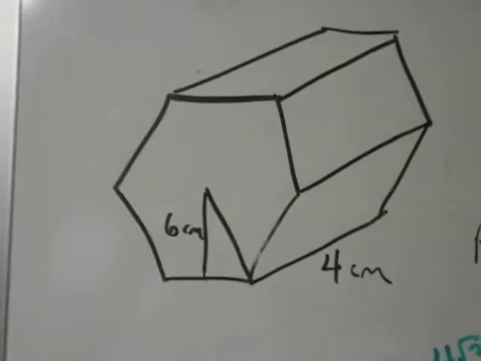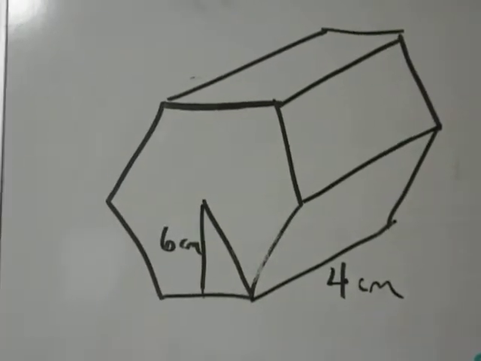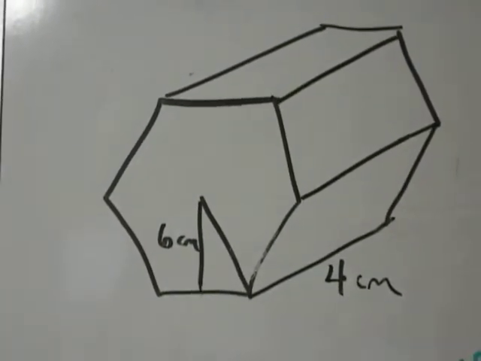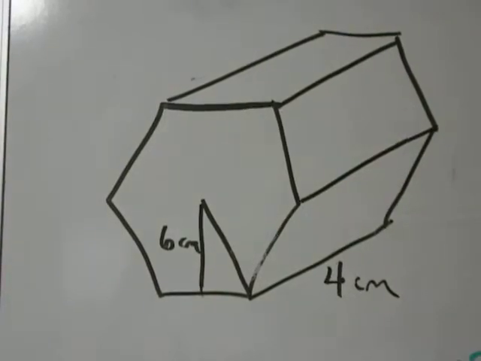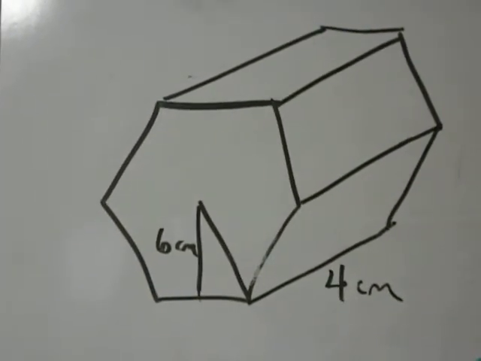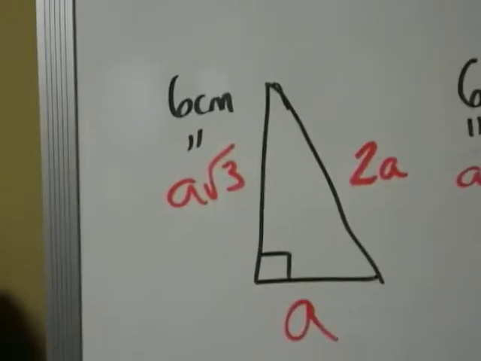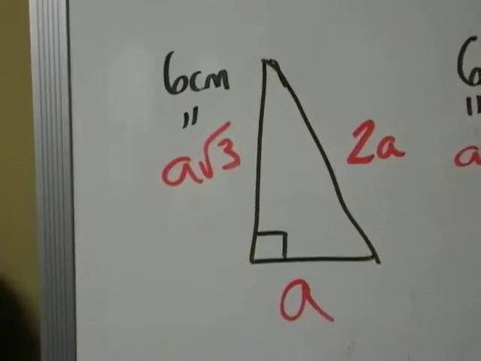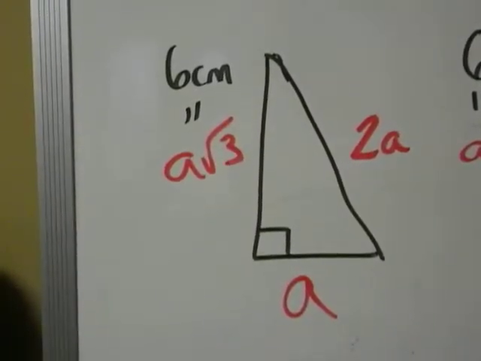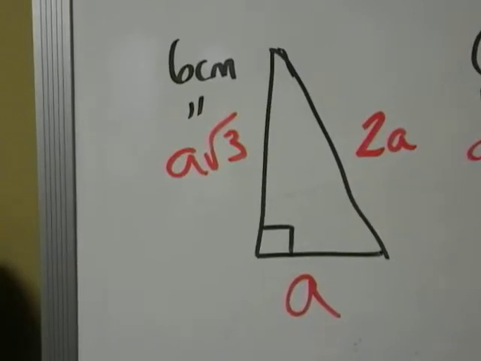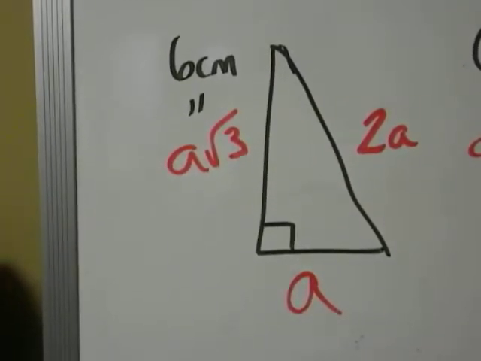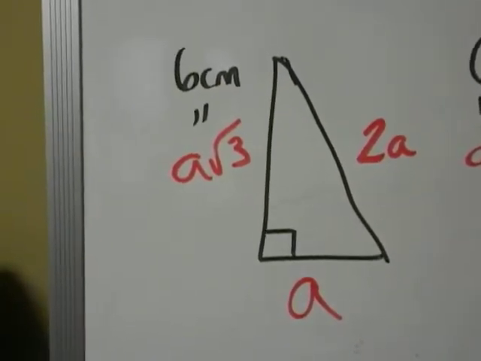So when I look at this, I need to ask myself, which special right triangle lives inside of a regular hexagon? That's right, a 30, 60, 90. The template for the 30, 60, 90 is A, 2A, A radical 3. I happen to know that the A radical 3 is equal to 6. That means I have to do some algebra to figure out the value of A.